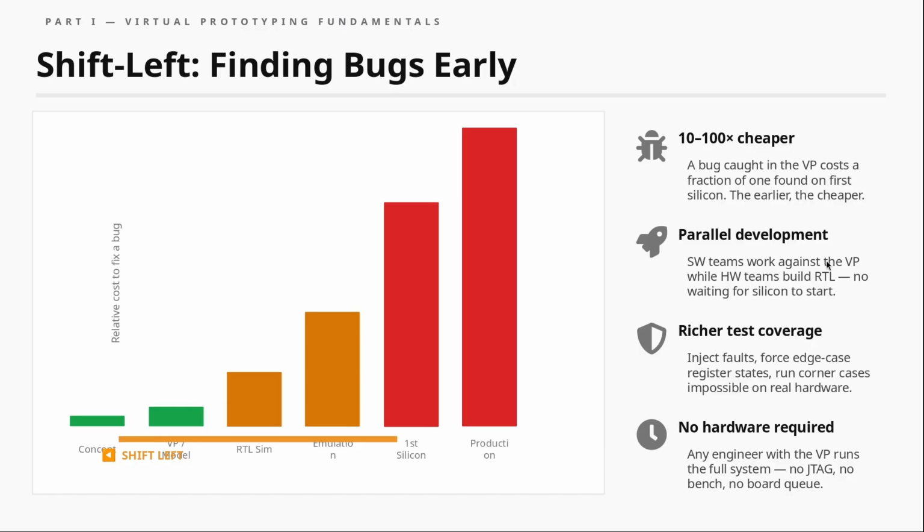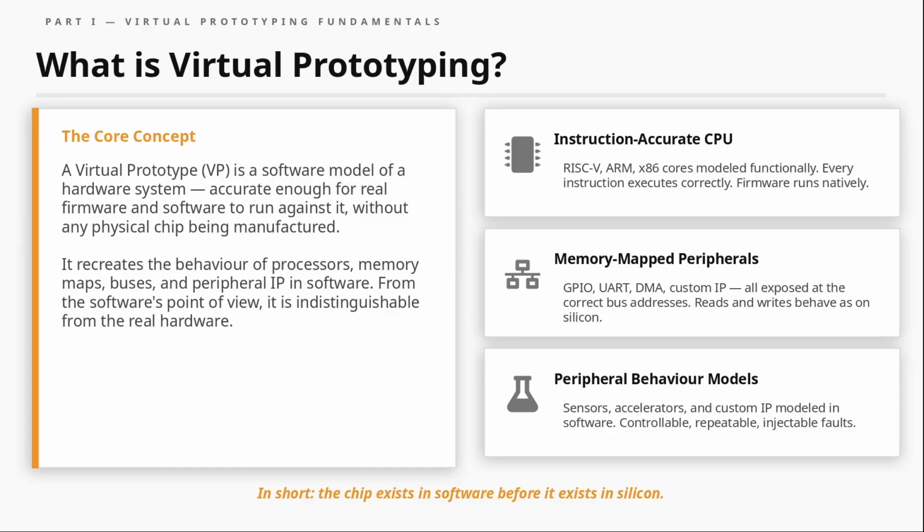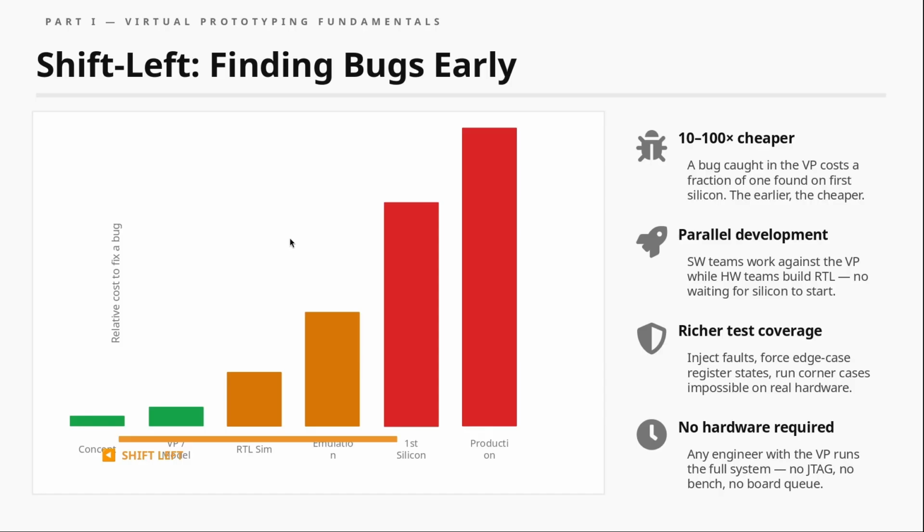So they have the VP, as you remember in this slide, I said that it has to be as indistinguishable as possible from the real hardware. That means the embedded software guys can just start writing their firmware, and they don't have to worry that when the actual silicon comes, they will have to write it again. Because they are already working on something that is exactly like the hardware, they can freely develop it.